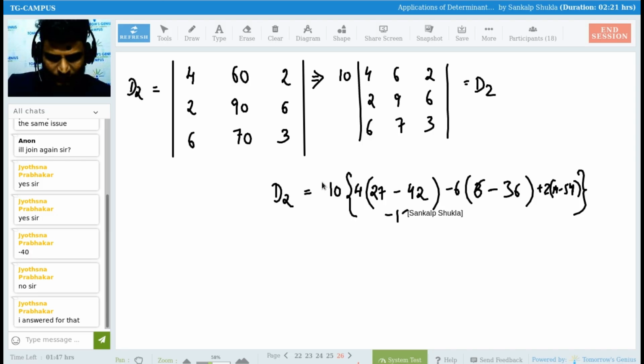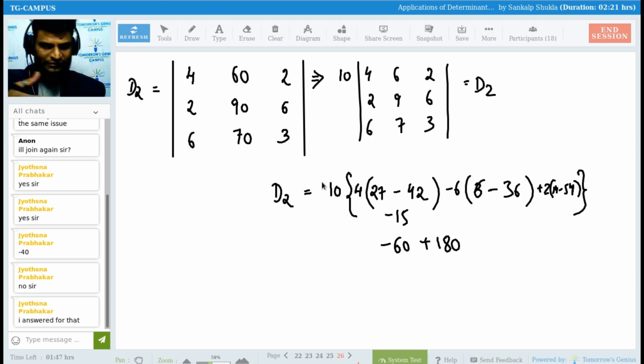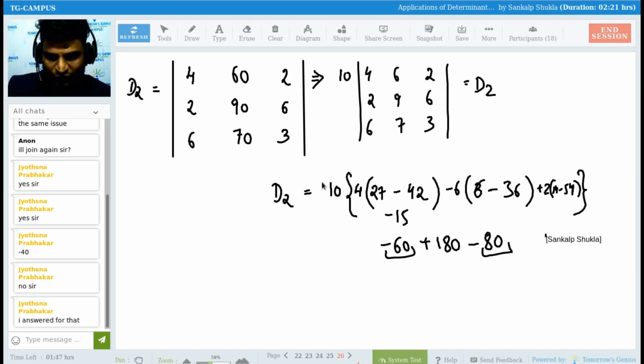27 minus 42 is minus 15. Minus 15 into 4 is minus 60. And 6 minus 36 is minus 30. Minus 30 into minus 6 is plus 180. And 14 minus 54 is minus 40, right? Minus 40 into 2 is minus 80. So this is minus 60, this is minus 80, that is minus 140 plus 180. So it is 40 only. So into 10 it is 400.